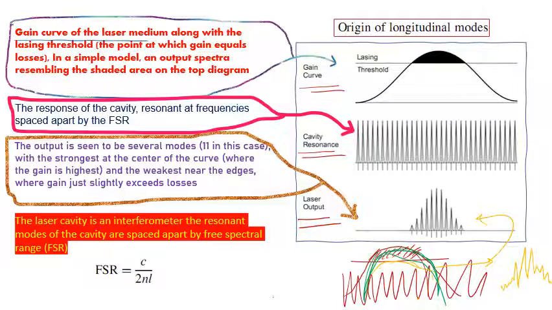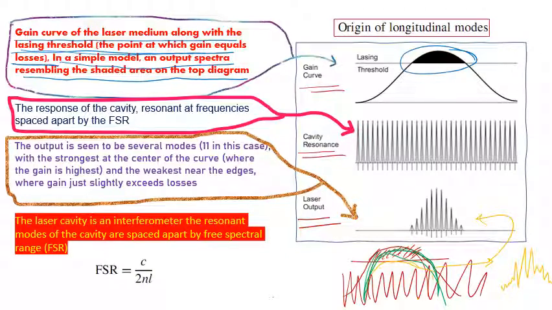The gain curve of the laser medium along with the lasing threshold, the point at which the gain equals the losses. In a simple model, the output spectrum resembles the shaded area on the top, this portion. So what is happening here? The losses are overcome by the gain. The lasing threshold is the point at which the gain equals the losses.